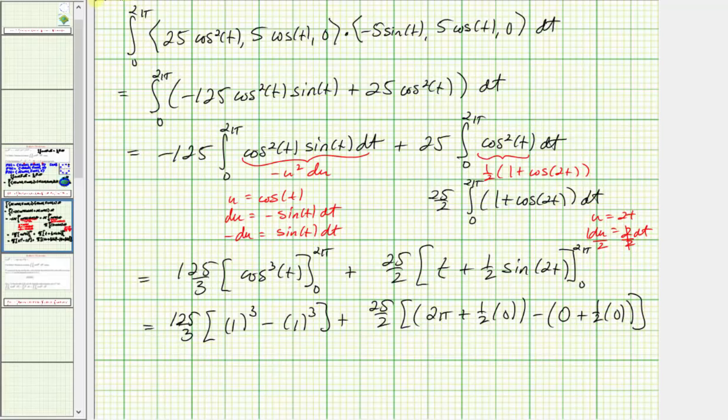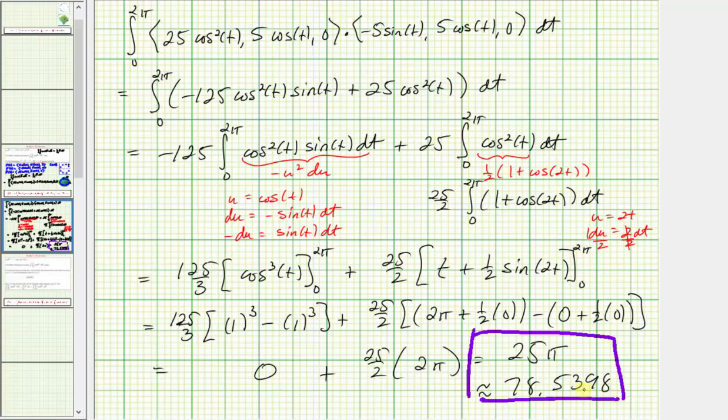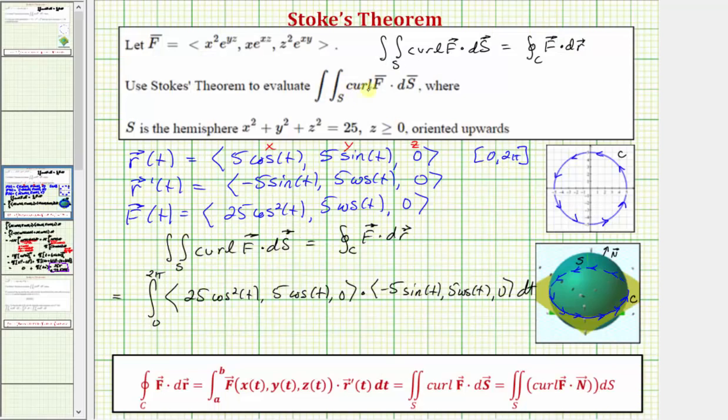So simplifying, notice here we get 0, plus here we have 25 halves times 2 pi. This is 0, and this is 0. So the final result is 25 pi, which as a decimal approximation would be approximately 78.5398. So this is the value of the surface integral as well as this line integral.